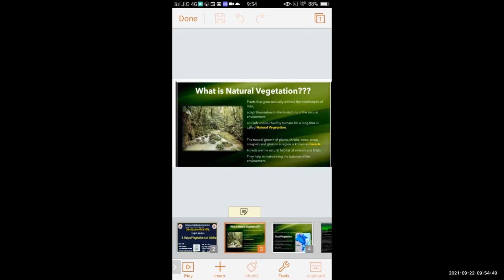So what is forest? The natural growth of plants, shrubs, trees, creepers, and grass in a region is known as forest. Forests are the natural habitat of animals and birds. They help in maintaining the balance of the environment.